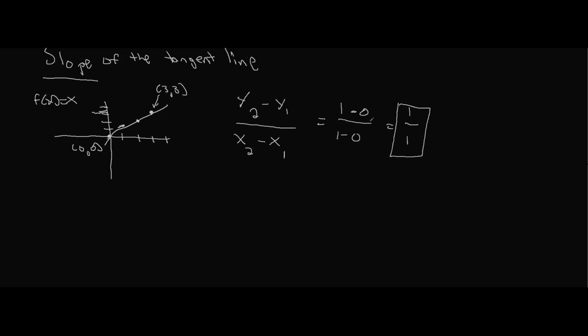We can determine this because if we plug in a number, the function operates on it, and we get an input and output. So we plug in 0 for x, we get 0. We plug in 1, we get 1. We plug in 2, we get 2 as an output. So it's 0, 0, 1, 1, 2, 2, and 3, 3. And the slope, as I said, is 1.